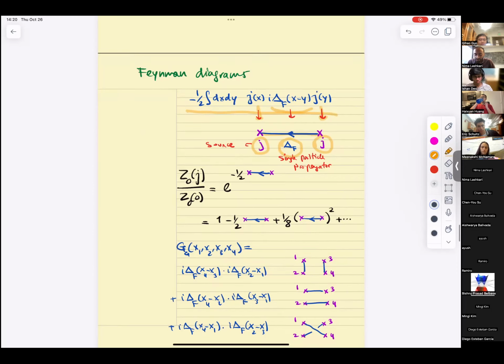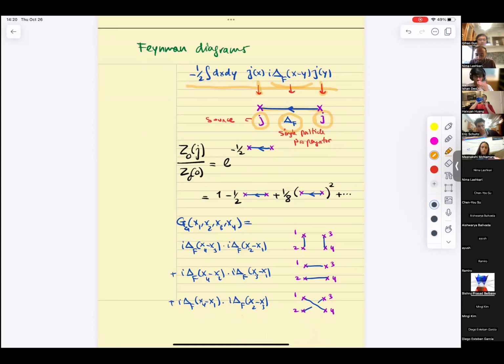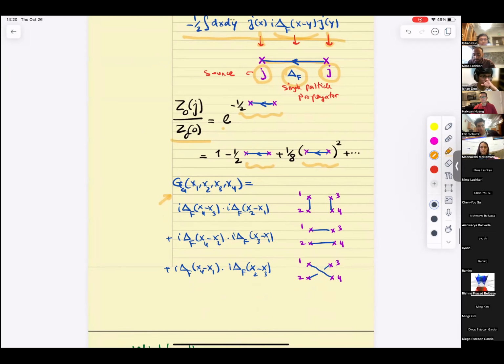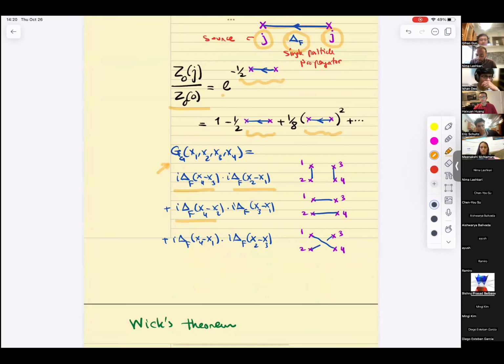Now, in this pictorial way of representing things, Z0 of J over Z0 is e to the minus half this guy. So if you expand it, you get 1 minus half this guy plus 1/8 this guy squared plus and so on. Then you start calculating correlators. For the 4-point function, you get these terms. These are things you're going to work out in your homework. But basically, the picture is this. There are four sources, and there are 3 ways to contract all of them: this way, this way, and this way. All 3 of them contribute equally.